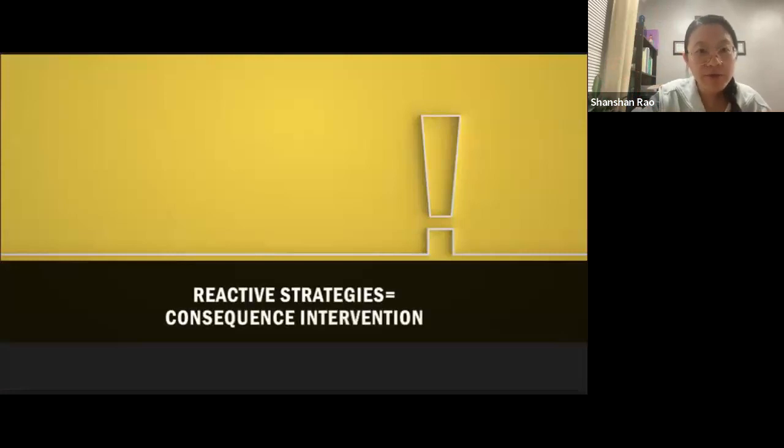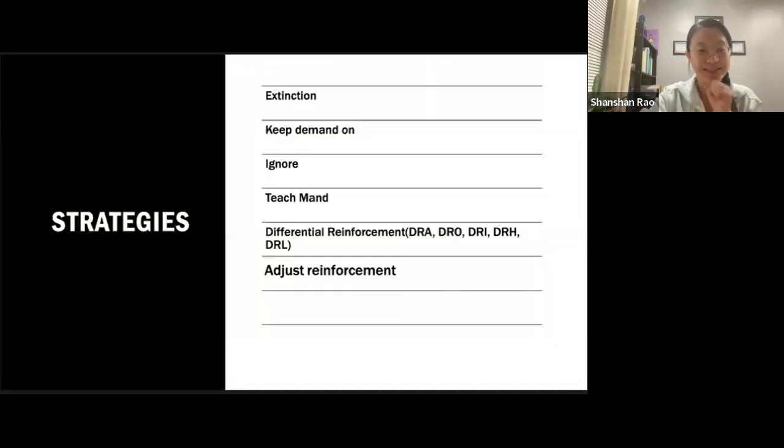We're gonna talk about the reactive strategies, the consequent interventions. That is how we respond to the behaviors. The consequence is the reason a behavior will increase or decrease. What do we want to increase? We want to increase the desired behaviors, the good behaviors, the behaviors that we want. And we want to decrease the undesired behaviors, the problem behaviors. So we have to be very careful with our response, with our consequence. And that's why we have a topic regarding this kind of intervention.